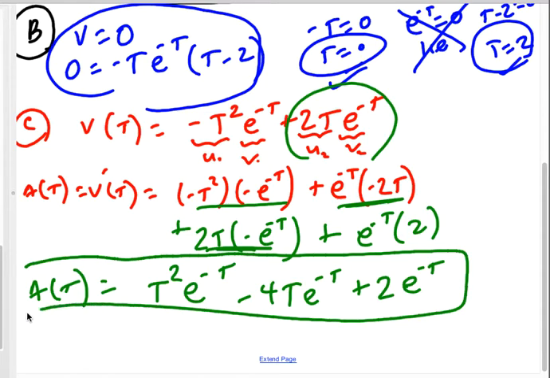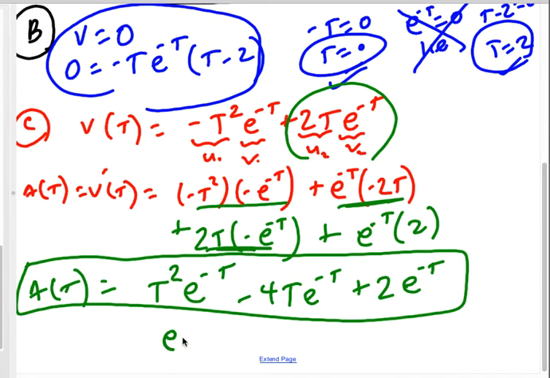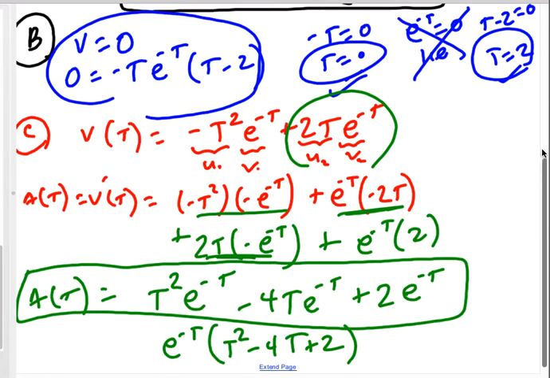And I meant that entirely sarcastically. If you want to factor out an e to the negative t, you certainly could. That's the only thing that factors out, right? If you factor out an e to the negative t, you'd get t squared minus 4t plus 2, which is also right.